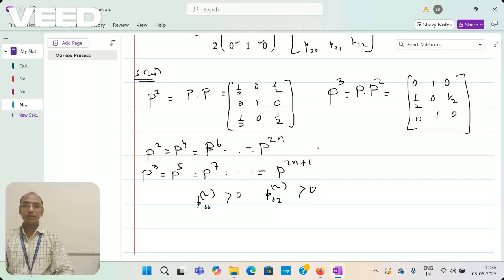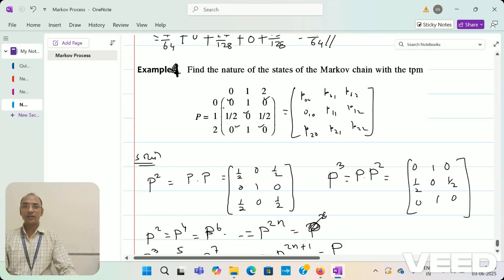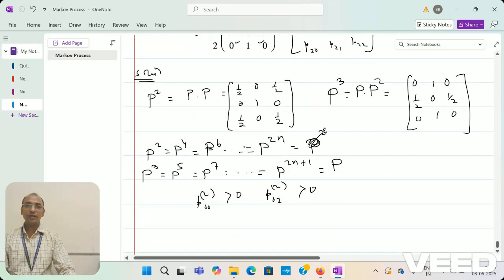So here this will be equal to capital P, this will be equal to P square, and this will be equal to P. So this will be the thing we will observe. This is P2, and P3 equal to P5 equal to P7 will be nothing but P. And so here we can see that each zero element in the initial TPM becomes non-zero in the second step.